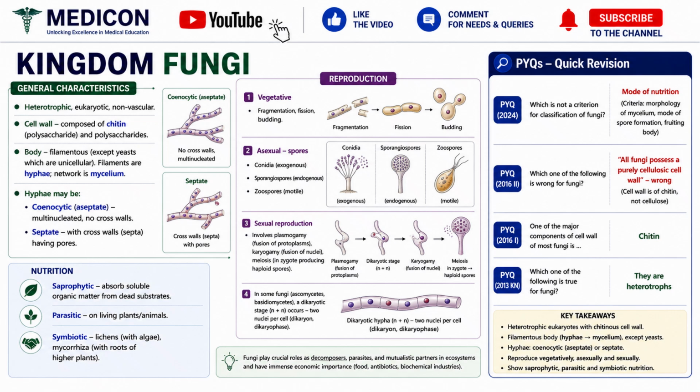Sexual reproduction involves plasmogamy, the fusion of protoplasms, karyogamy, the fusion of nuclei, and meiosis, in which the zygote produces haploid spores. You can see the diagram. In plasmogamy there is fusion of protoplasms, and the dikaryotic stage n plus n converts through karyogamy, that is, fusion of nuclei, and that goes into meiosis in the zygote, and haploid spores are produced. This reproduction is specifically seen in fungi.